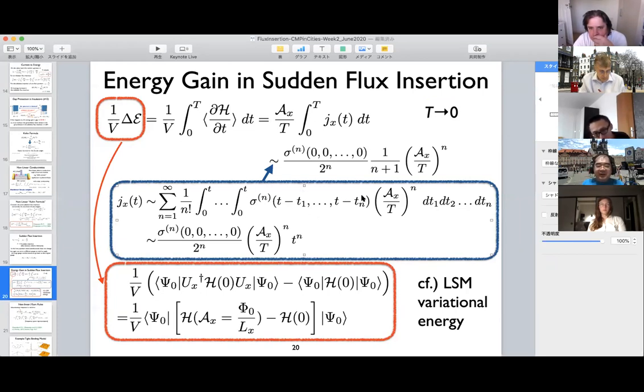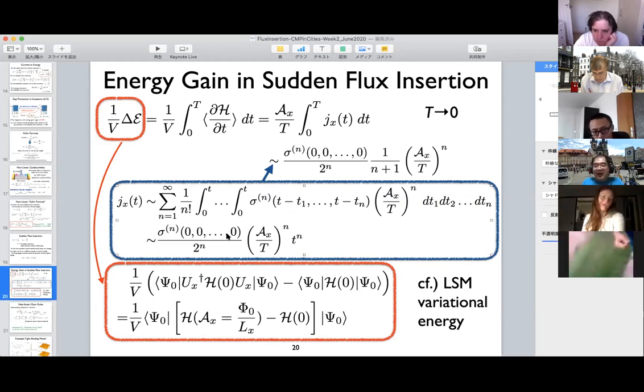So if this function is some continuous function of time, then in this sudden insertion limit, basically we only pick up the value of this conductivity at 0 delay time. Because I insert a flux suddenly, that means that I apply a delta function-like electric field pulse. But I want to know the value of the current only during a very short period of time. So I don't need any information about delayed response. I only need information about the instantaneous response, which is nothing but this nth order conductivity at 0 time delay.